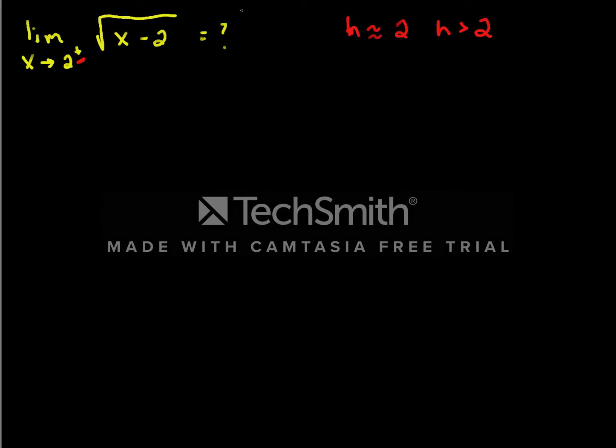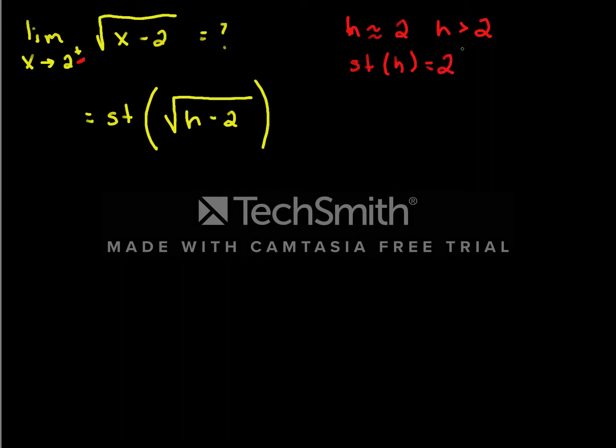So that's what we know about h, and so this limit is simply the standard part of the square root of h minus 2. Now we want to slide through, and that'll be fine because we know that since h is infinitely close to 2, the standard part of h is equal to 2. So we know how to do that, and we know the standard part slides into the radical here.